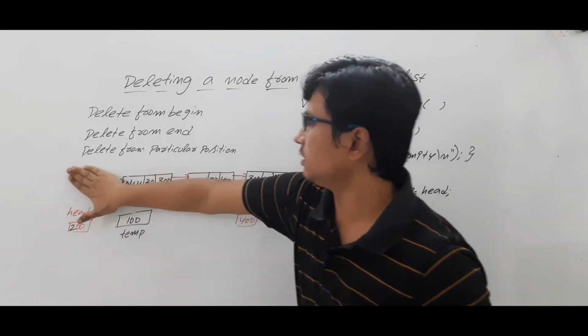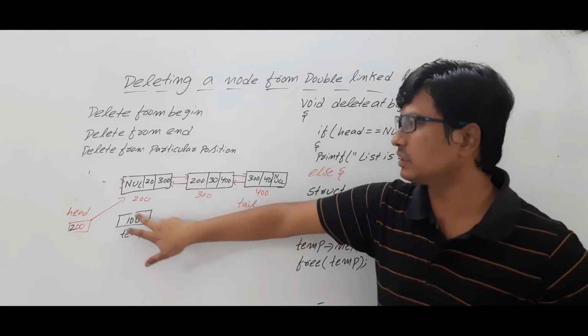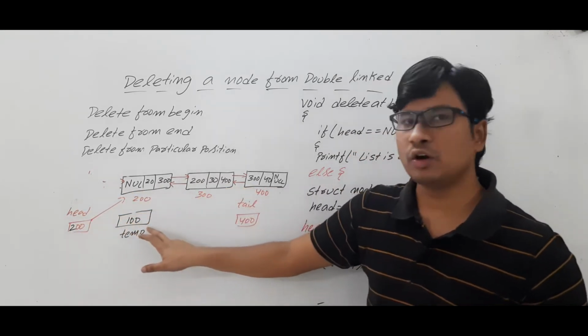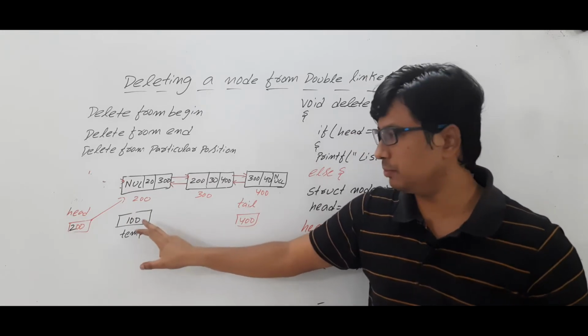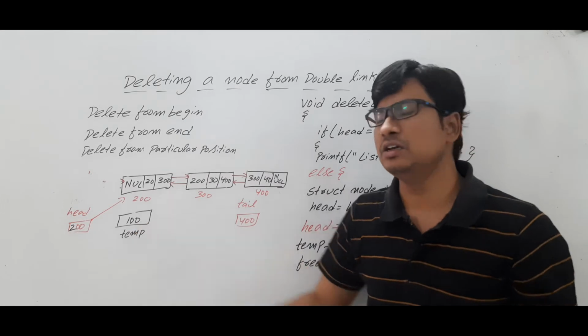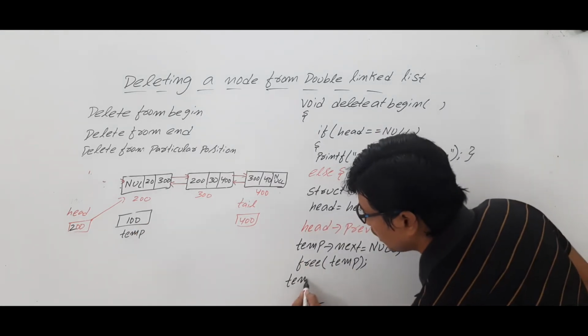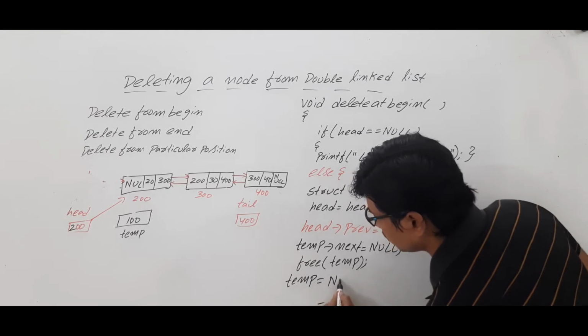Now look at here. What does temp consist of? Temp consists of the address 100. That memory is not there. Now we will call it a dangling pointer problem, because the pointer is pointing where the memory is not existing. So to avoid the dangling pointer problem, we have to assign temp is equal to null.